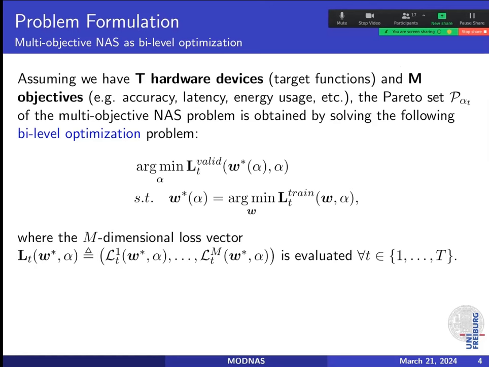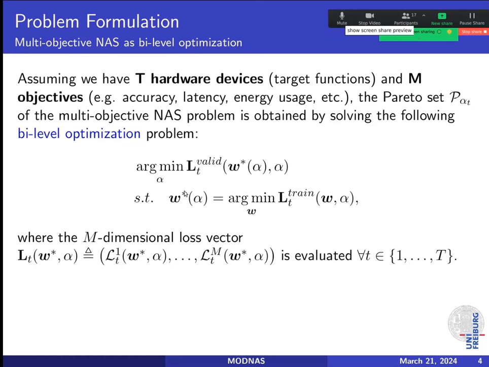not only M objectives, for instance accuracy, latency, energy usage, memory consumption, but we also want to optimize across T hardware devices. Those we call the target functions. So the Pareto set of alpha T, this subscript T at alpha, is for every device, right? So T goes from one to big T. We want a set of alphas, architectures in the Pareto front, for every device. And this Pareto set we can define by solving the following bi-level problem.